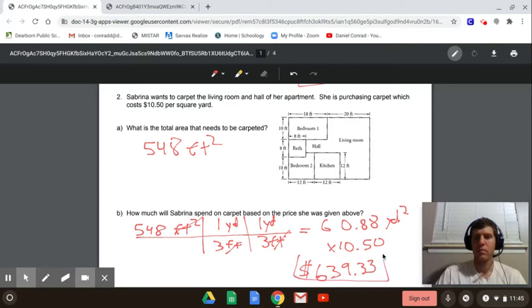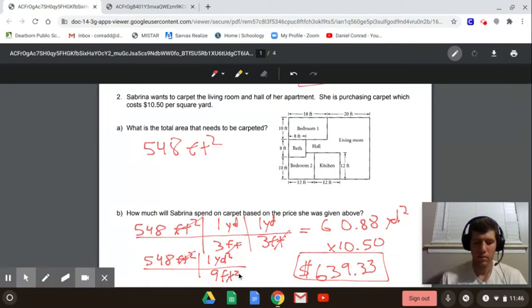Okay. For this, you didn't need to do the feet separate. We could have converted it by doing 548 feet squared and then in 1 yard squared, right, a yard is 3 feet by 3 feet, so that's going to be 9 feet squared. So you could have done it all in one, right? 548 divided by 9. Okay, 60.88 yards squared, and then you would multiply that by the $10.50, and you get $639.33 to carpet the hall and the living room of her apartment.